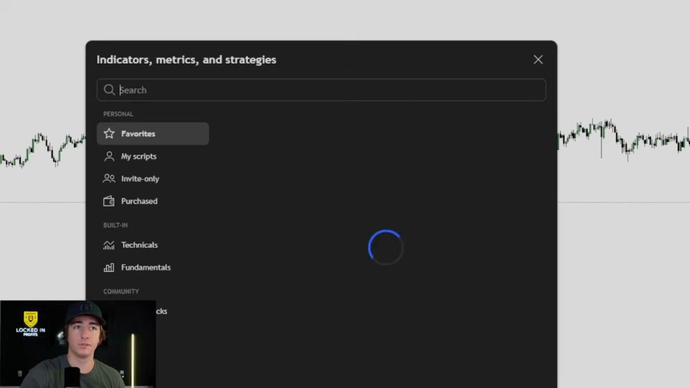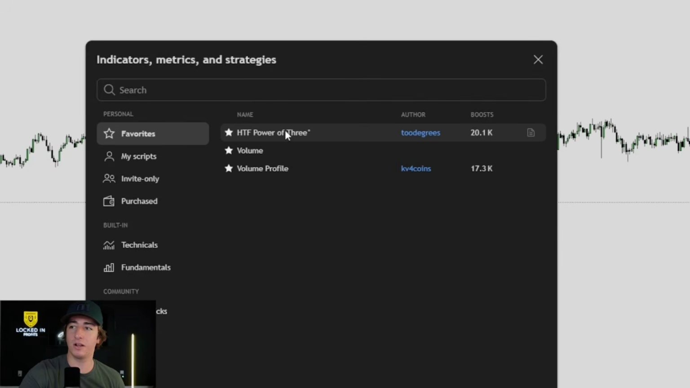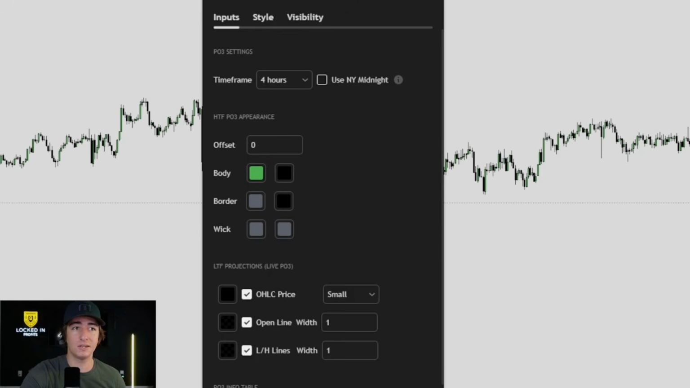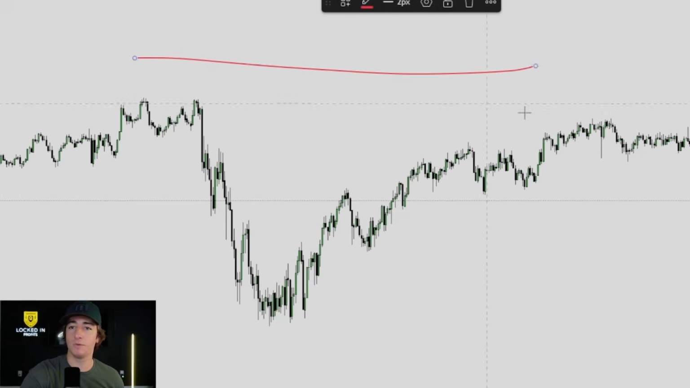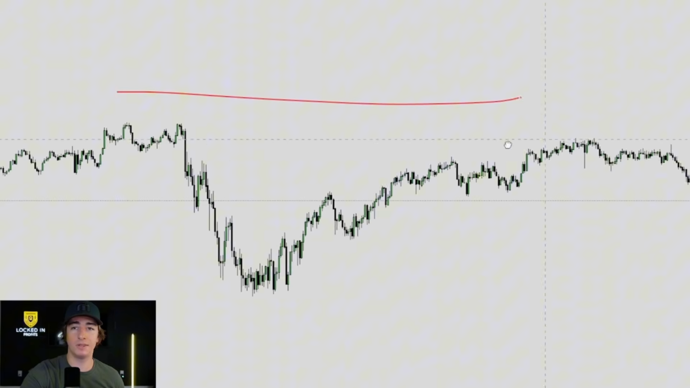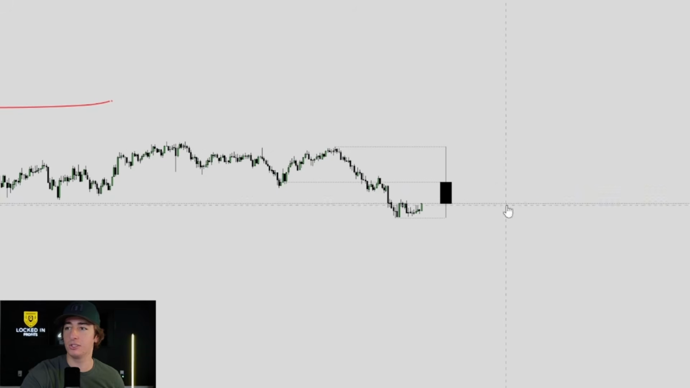So let's go on the chart. So go on your chart, look up the indicator HTF Power 3. This isn't even my indicator. I'm not sponsored. This is a free indicator that I use every single day. HTF Power 3. The next thing you're going to do is click settings and make sure you're on the 4-hour time frame. What that's going to do is pop up that 4-hour high time frame candle just next to price.